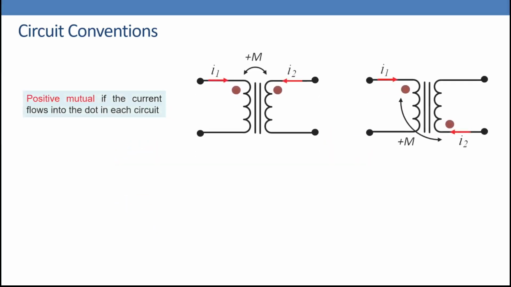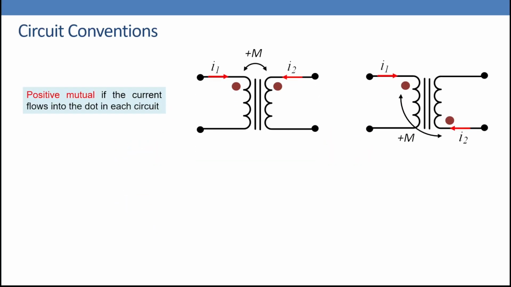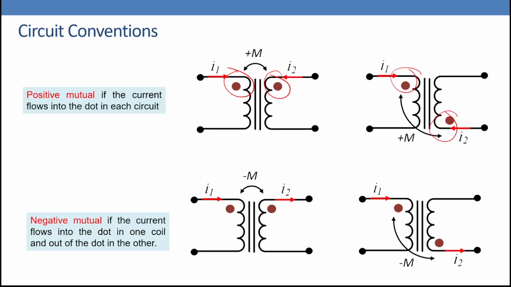So we have positive mutual if the current flows into the dot in each circuit. Look here, the current is in, so that is positive mutual. The current is in, positive mutual. So we have negative mutual if the current flows into the dot in one coil and out of the dot in the other. That one is in, that one is out, so that is negative mutual. That is applied for two coils connected in series, for example.